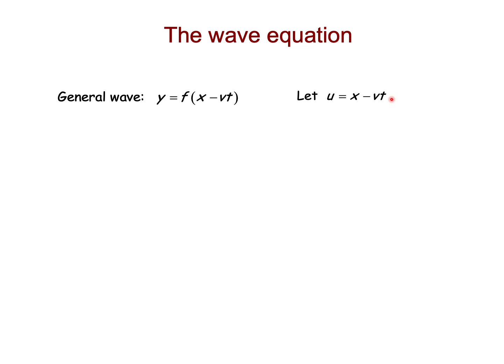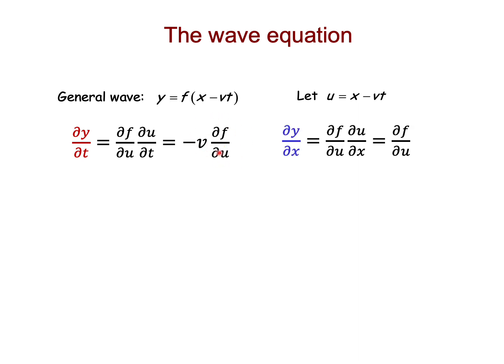And now we're going to break out some calculus. So the first thing we're going to do is take the partial derivative of y with respect to t. And the chain rule teaches us that that can be rewritten as the derivative of this function with respect to u times the derivative of u with respect to t. And the partial derivative of u with respect to t is just negative v. So we end up getting that del y del t, the partial derivative of y with respect to time, is equal to negative v times del f del u.